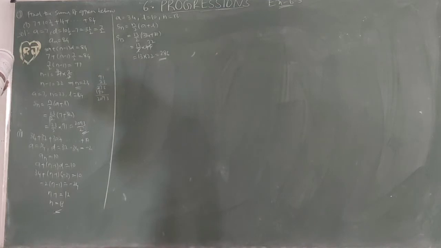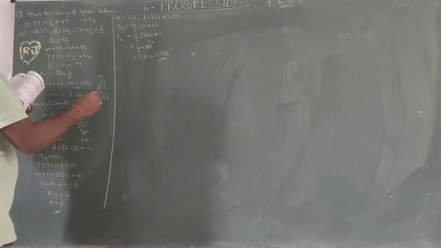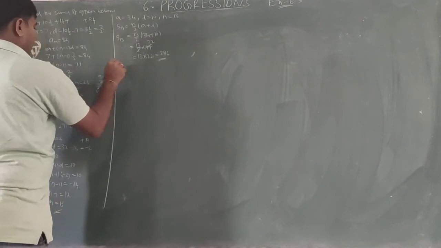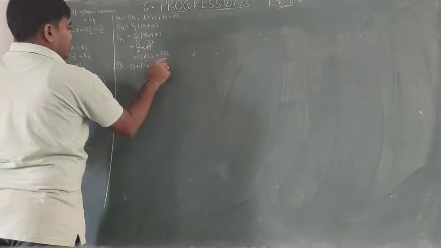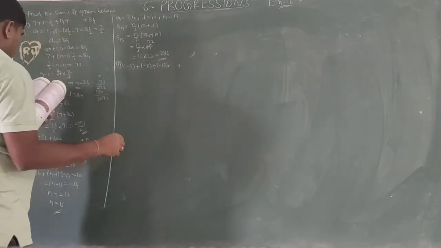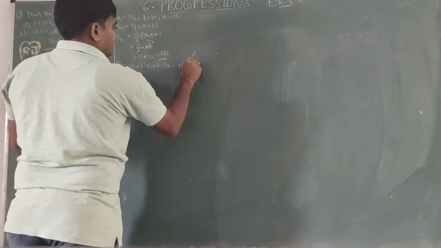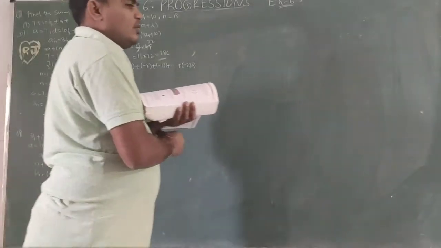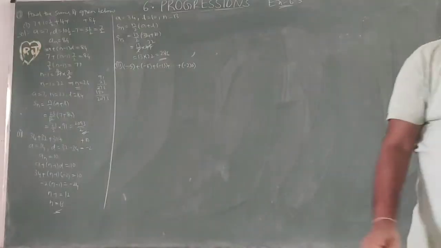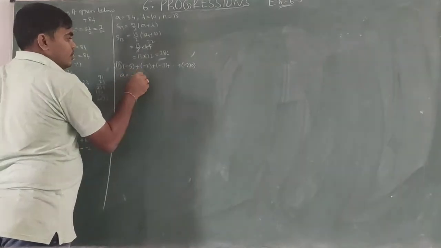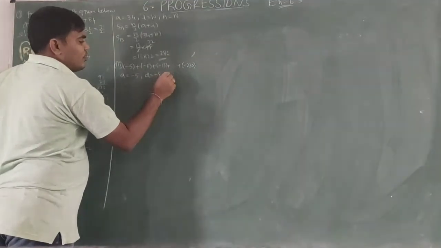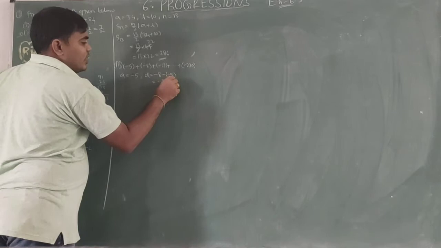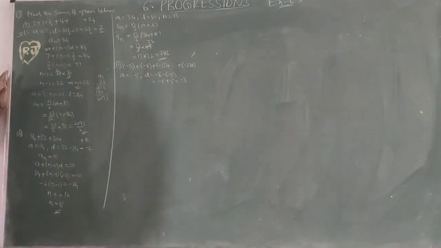This is the solution. Next, third one: minus 5 plus minus 8 plus minus 11 plus, and so on, up to minus 230. Similar to this one. First, A equals minus 5. d equals the second term minus the first, minus 8 minus of minus 5, so minus 8 plus 5 equals minus 3. A equals minus 5, d equals minus 3.